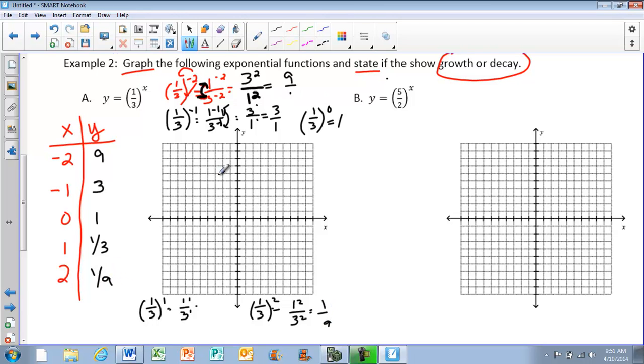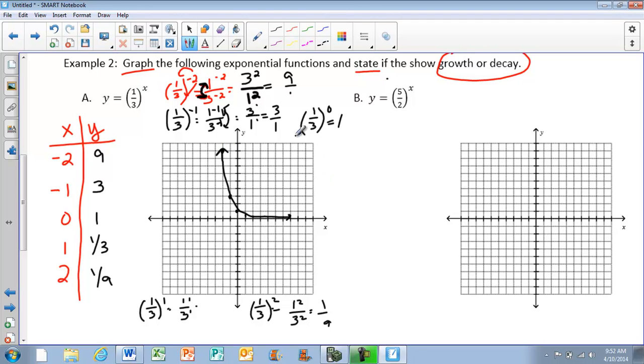Okay, so let's graph those. So we have -2, 9. 1, 2, 3, 4, 5, 6, 7, 8, 9. Almost up there. So -2, 9. -1, 3. 0, 1. 1, 1/3. And 2, 1/9. It's so close. Connect that as best as you can.